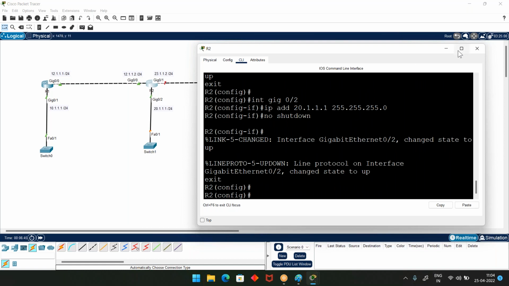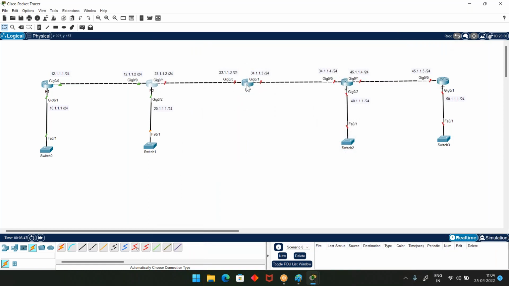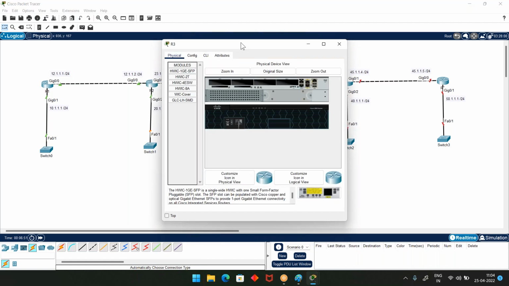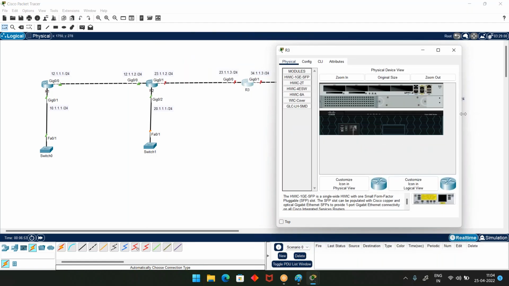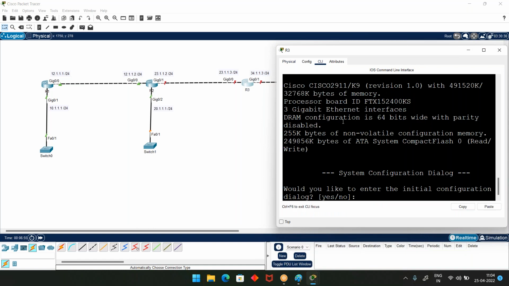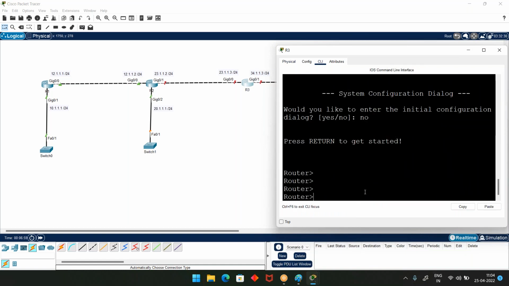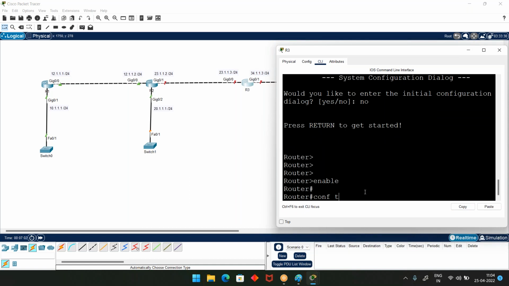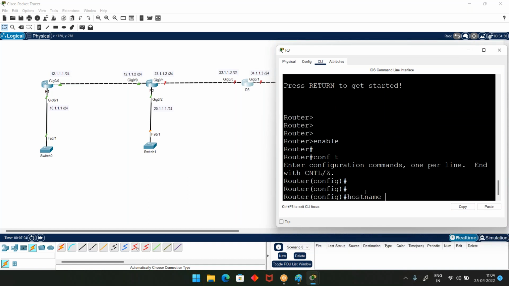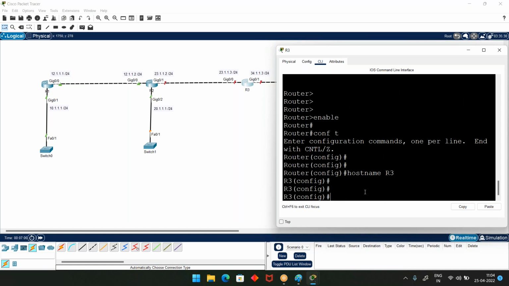Let's go to the R3 now. Let's click on the R3. Say no here. Enable, config T. Hostname as R3 router.